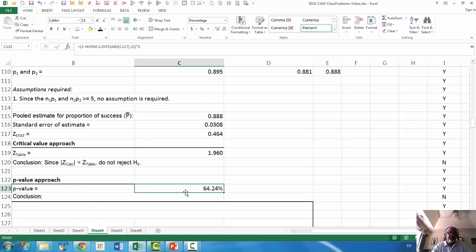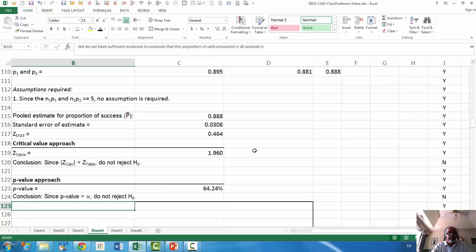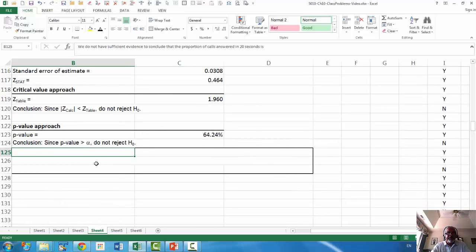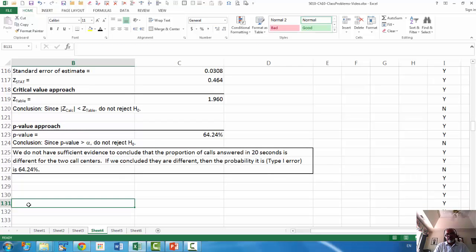So now we obviously cannot reject because the p-value is really large. Okay? And then we provide an interpretation. So we do not have sufficient evidence to conclude that the proportion of calls answered in 20 seconds is different for the two call centers. If we concluded they are different, then we will be committing type 1 error with a probability of 64.24%.